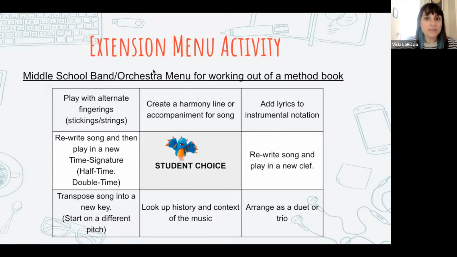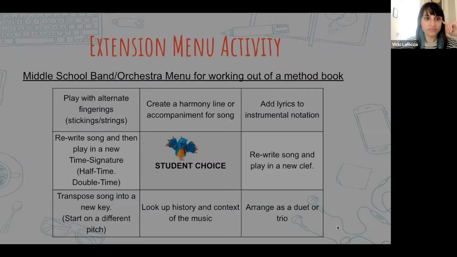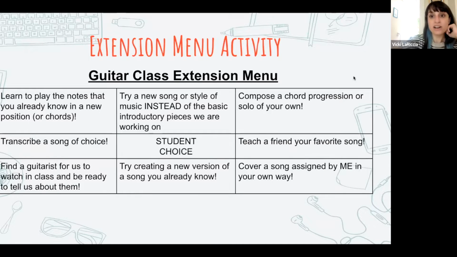But here's an example of an extension menu that someone made for a middle school band and orchestra, specifically working out of a method book. So whoever these students are, they're going through whatever they need to do quickly. They know, oh, okay, I'll go to the extension menu, and then they can pick from this box. So I'll leave that up for a minute, and then I have one on the next slide as well. And then this one is for a high school guitar class.